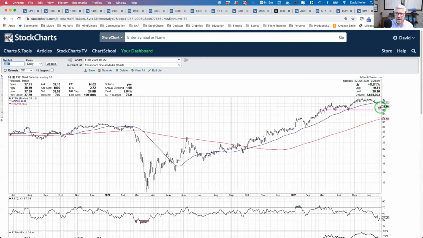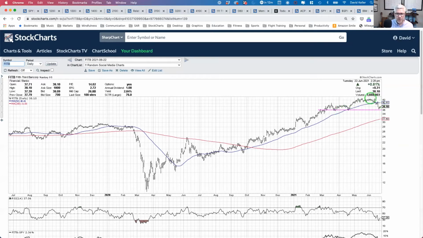Most of them have broken down through their 50-day moving averages by now. So while IBM, more of a growth sector, has held its 50-day, a stock like Fifth Third Bank has already broken down through its 50-day moving average. But here's where it gets really interesting. On the chart of Fifth Third, what would you be looking for? It's whether it's able to hold its previous support.